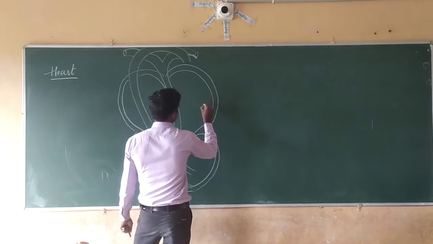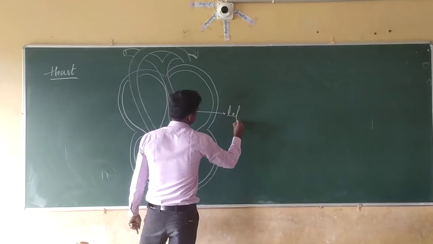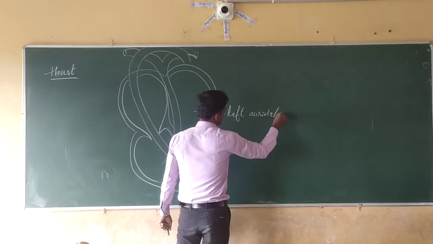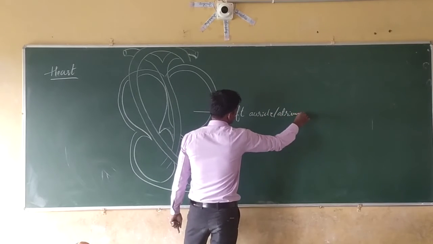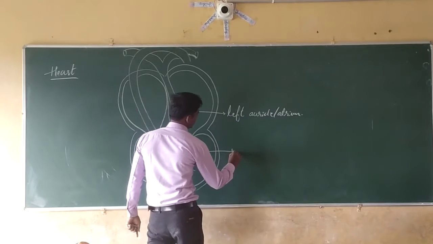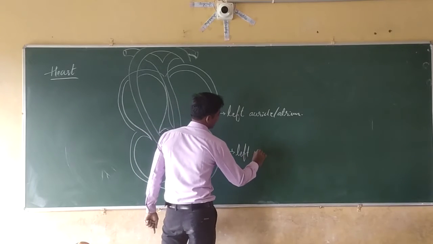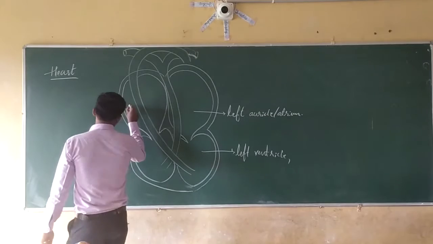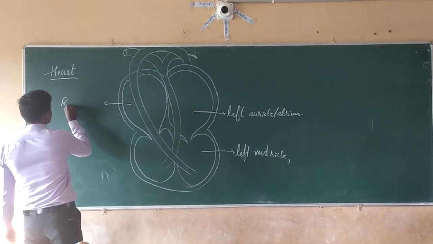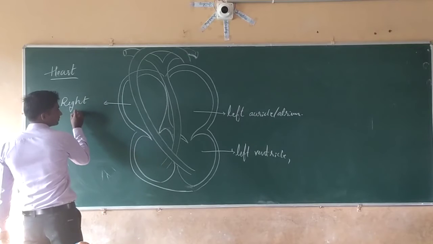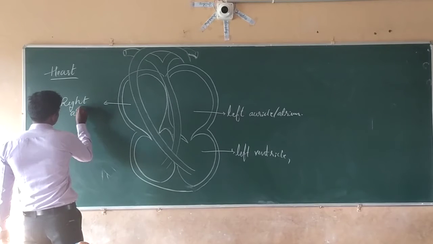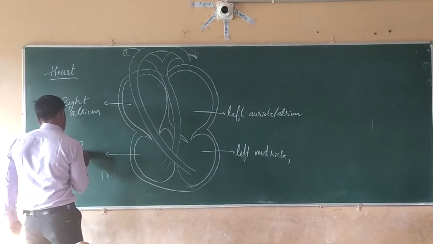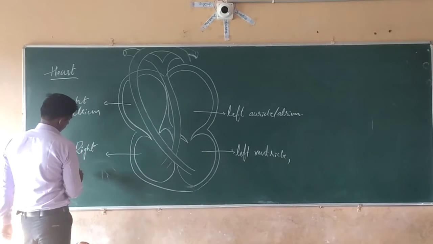This one is the left auricle or atrium, left atrium, and this one is the left ventricle. This one is the right atrium. This one is the right ventricle.